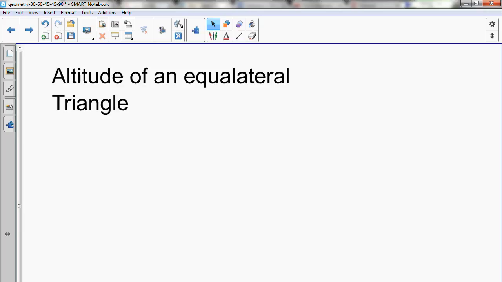Now, where you get, especially a 30, 60, 90, is when you draw an altitude of an equilateral triangle. I'm pretty sure that's not how you spell equilateral. I think it's got an I in there. All right, let me show you this. Let's draw us an equilateral triangle. We'll talk about what the altitude is. So what do we mean by equilateral? All sides are the same and angles are the same too.